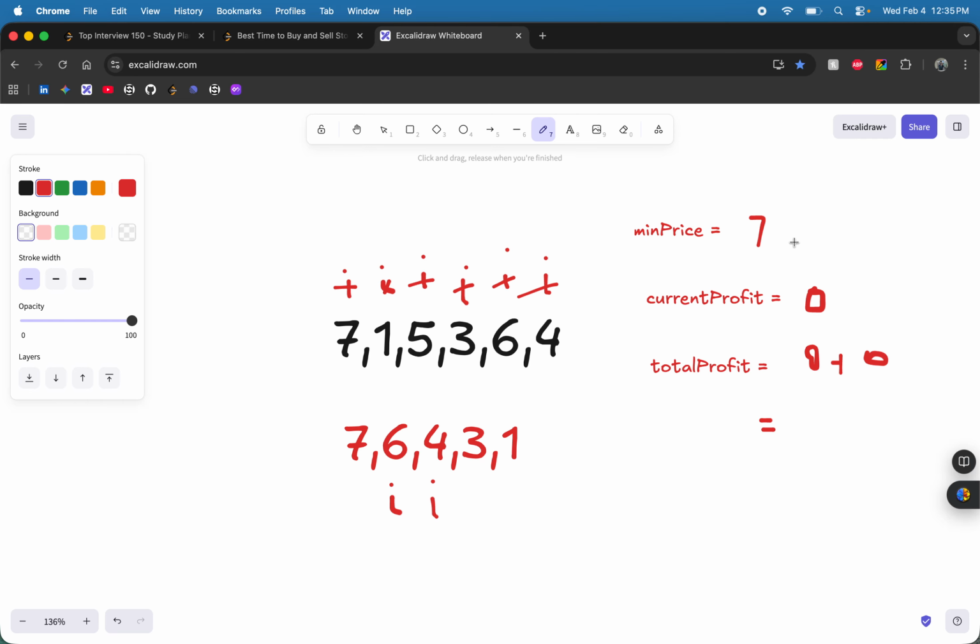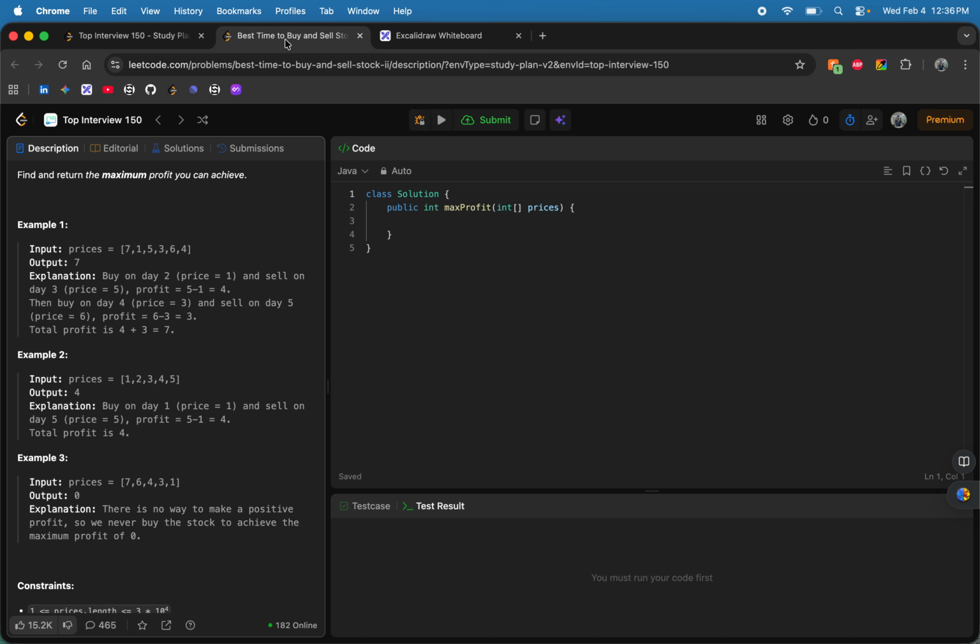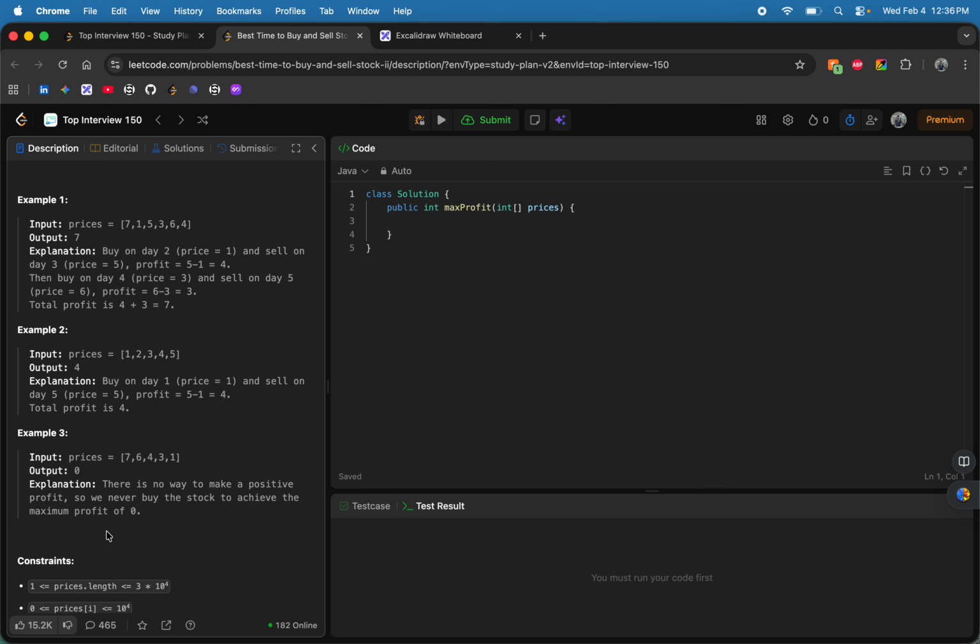i comes to here. Okay, so we have to also update the mean price since it is smaller, so that means this is 6. Okay, 4 is smaller than 6, again it will be 0 plus 0, because no profit since it is smaller. Update the mean price, comes here again, 3 is smaller than the mean price, it will be 0. We come here, 1 is smaller than 3, so that means everything will be 0, and ultimately total profit will return 0. So that means there is no way to achieve any profit.